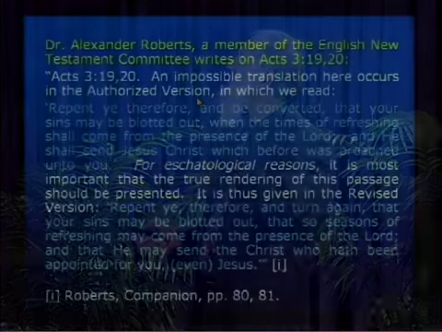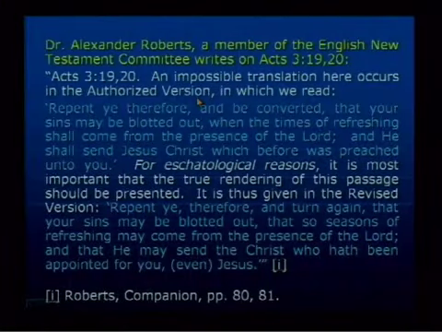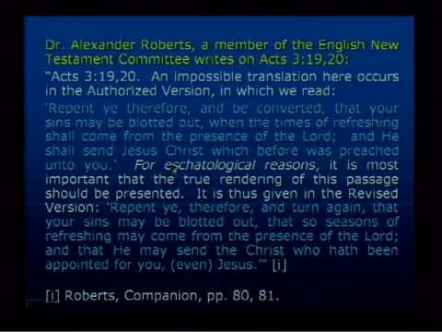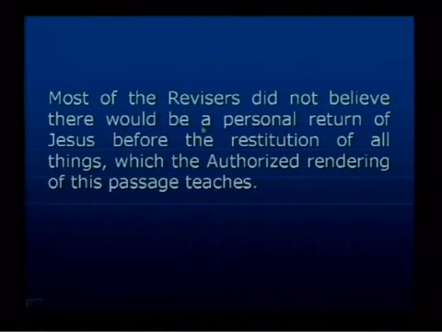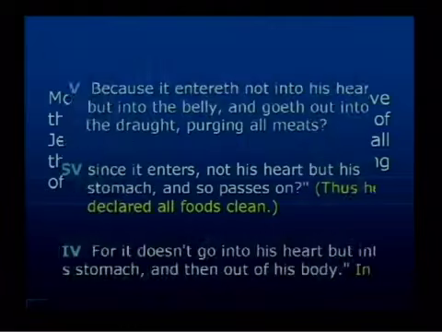Dr. Alexander Roberts, a member of the English New Testament Committee, is, of course, for the change. What does he say? Acts 3, 19 and 20: "An impossible translation here occurs in the authorized version, which implies that Jesus will come to judge the world." No, we don't want that, he says. "Repent ye therefore," and then he reads it again. And he says, "for eschatological reasons, it is most important that the true rendering of this passage should be presented. It is thus given in the revised version." So, we've changed it so that there is no judgment when Jesus comes. Nice. Thank you. "Most of the revisers did not believe there would be a personal return of Jesus before the restitution of all things, which the authorized rendering of this passage teaches." So there's a whole change of doctrine here. This is very important if you believe in the advent of Christ and what's going to happen.